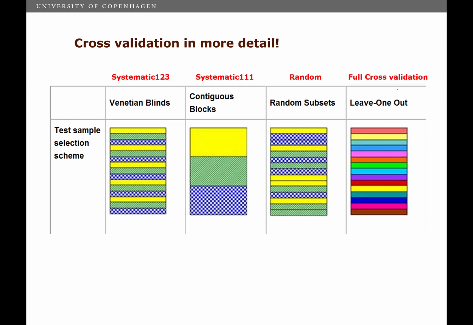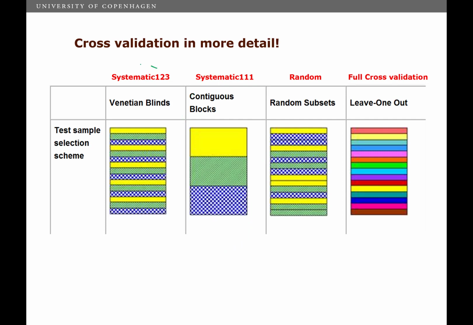Leave one out cross-validation is also called full cross-validation. That's when you take out one sample at a time. We don't generally do that unless we have very few samples, like 10 or 20 samples. If you have time series data, you might do something like this, contiguous blocks, so that you don't keep in samples that are right next to each other in time.